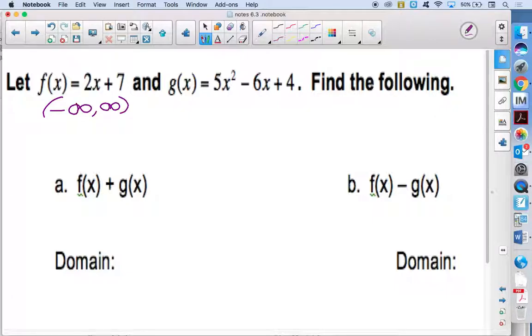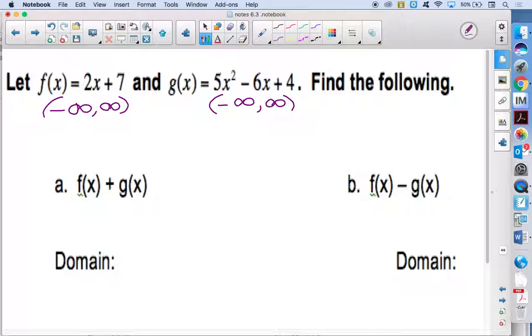What type of equation or function is g? A parabola. A parabola, and Ethan, the domain of every parabola is? Same. Yeah, it's the same as a line. Negative infinity to positive infinity. So both of my domains are negative infinity to positive infinity. That means there are no restrictions, so that makes our domains easy to find in the end as well.